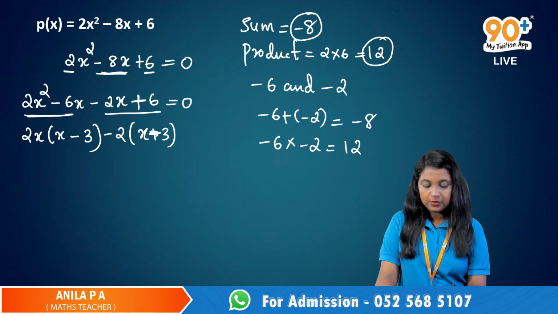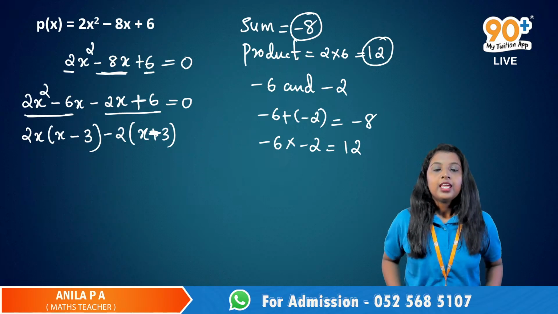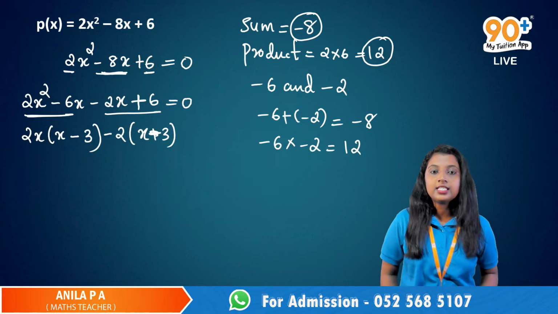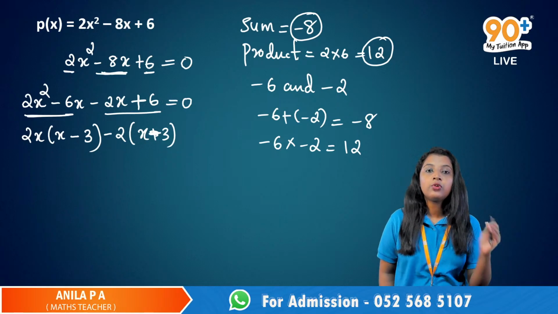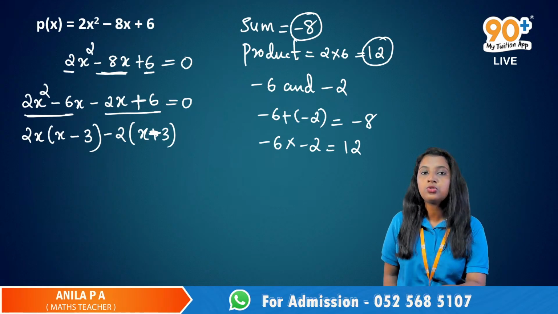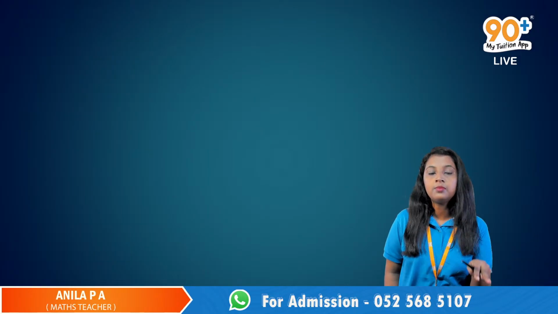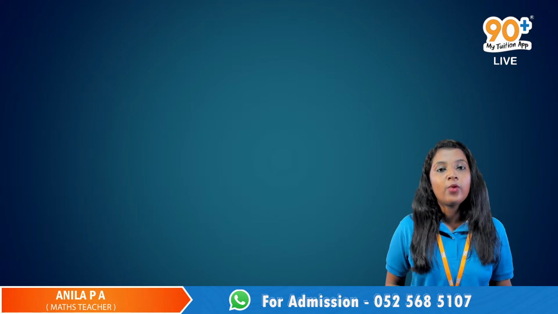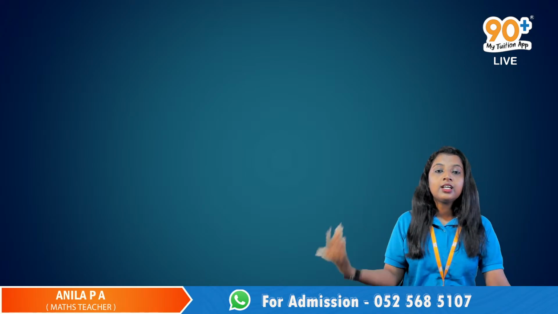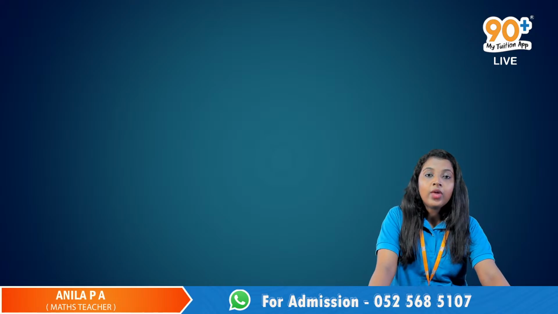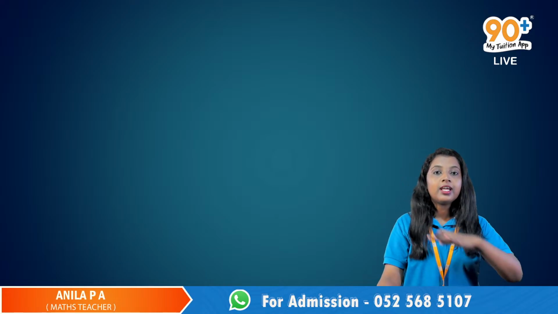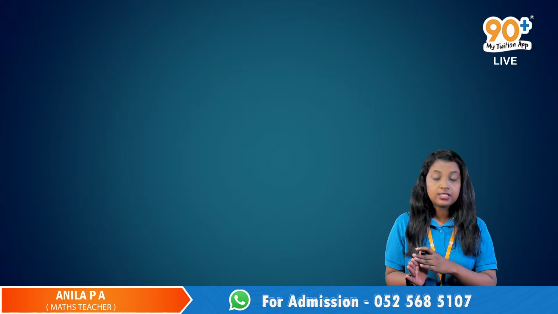That is how we split the middle term. After that, we have to consider the first two terms and look for the common terms in those two terms. Here the common term is 2x. After taking the common term outside, we have to look at what is remaining.